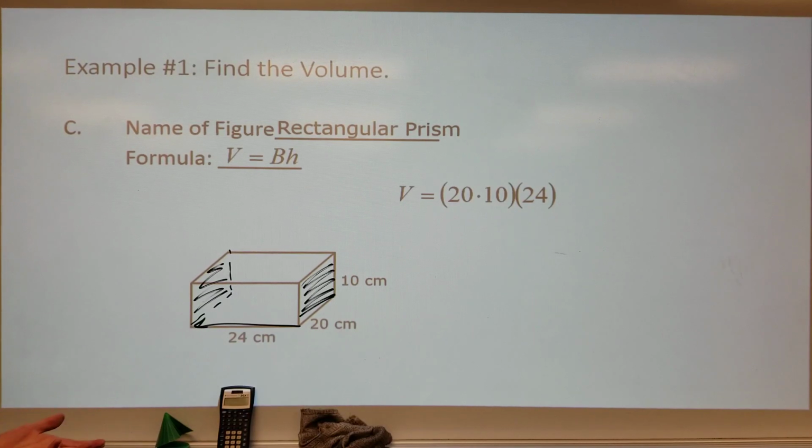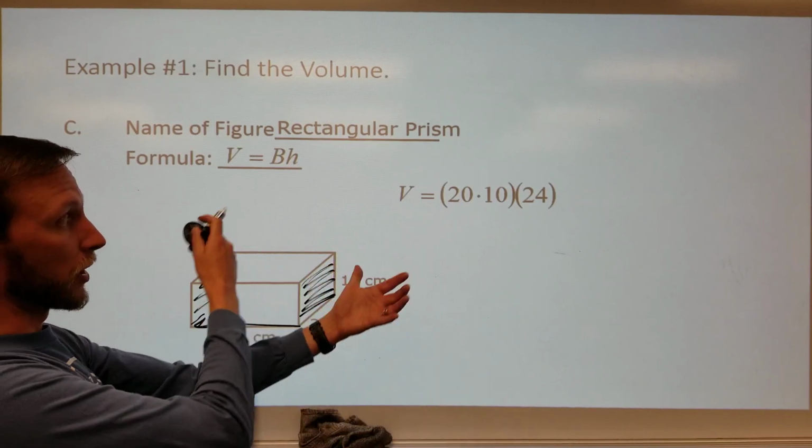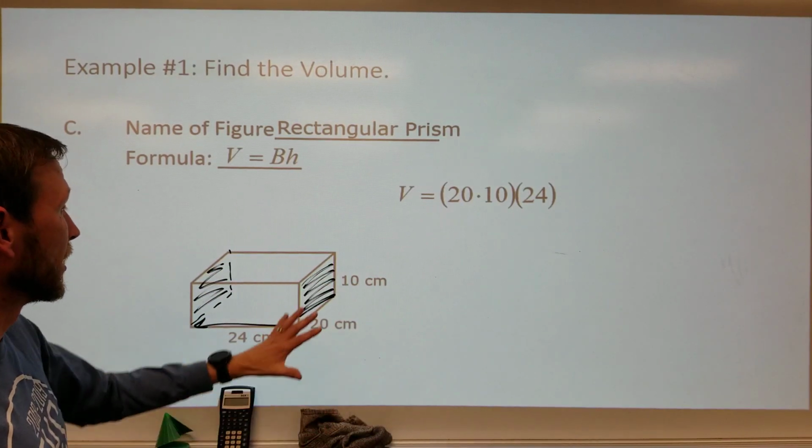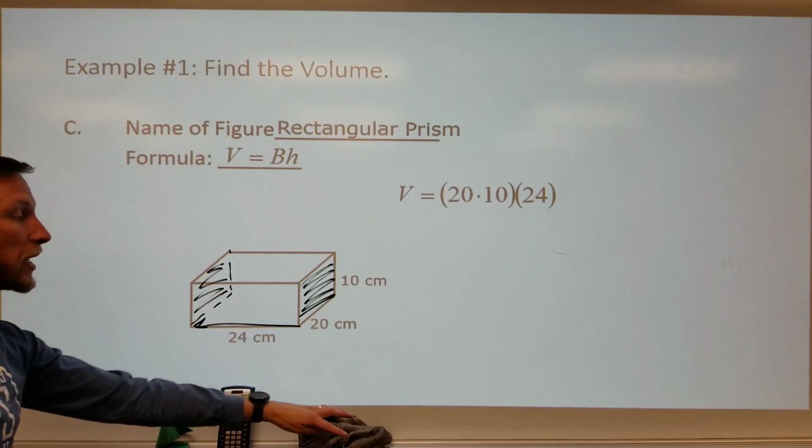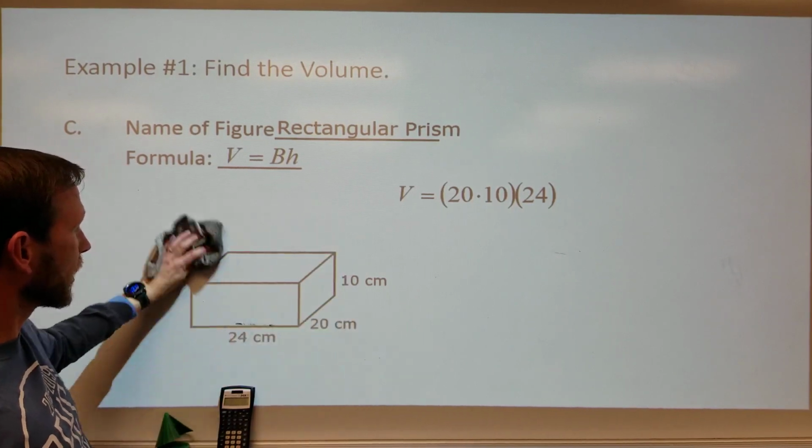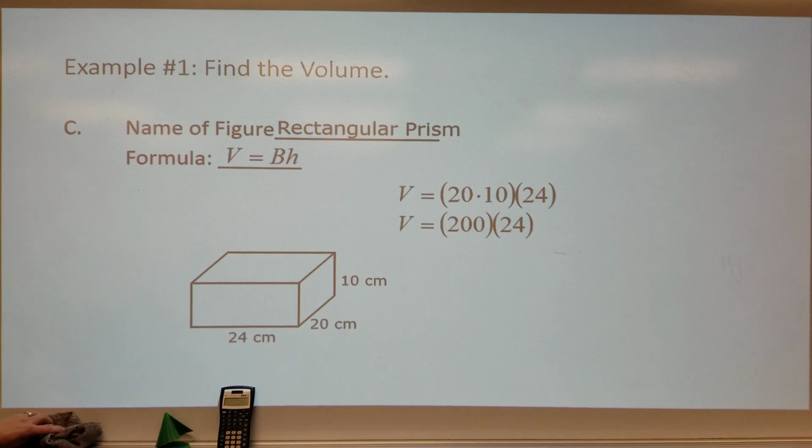Now you probably have seen this formula as length times width times height. That obviously works here. We're taking the length times the width times the height. We're multiplying those numbers. It doesn't matter what numbers are where. It doesn't matter which faces we choose as bases, as long as we understand that we're finding the area of the base and then multiplying by the height.